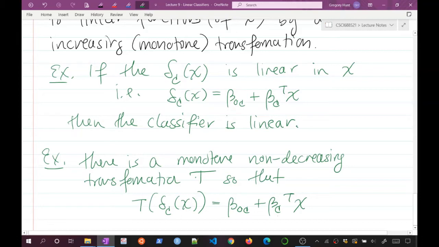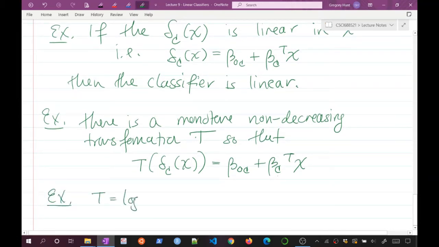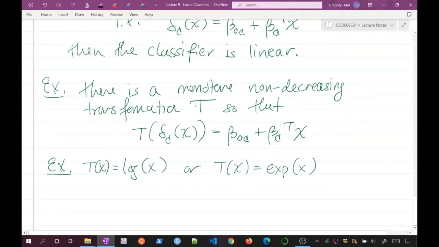So a linear classifier is not only a classifier whose discriminant functions are themselves linear, but also one where we can transform them to linear with a not too aggressive transformation, just an increasing transformation. So for example, T of X is log of X. If taking the log of my discriminant function gives me a linear discriminant function, we're okay. Another example, T of X is the exponential of X. Is there another good example of an increasing function? Doesn't matter. We'll see some, actually. This is called the logistic function, this one.